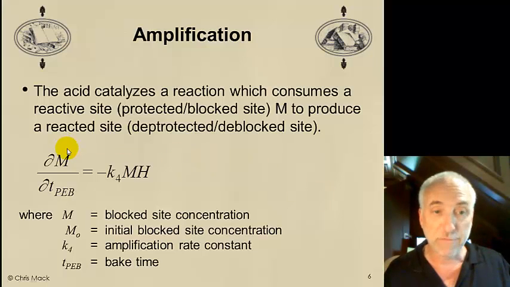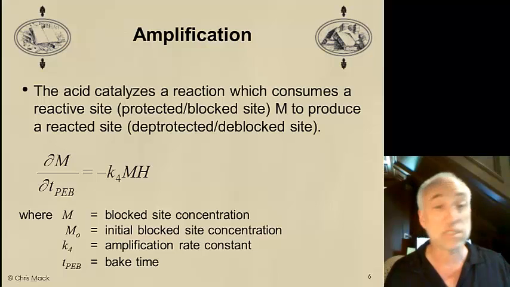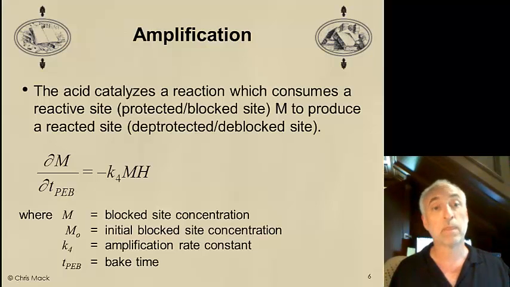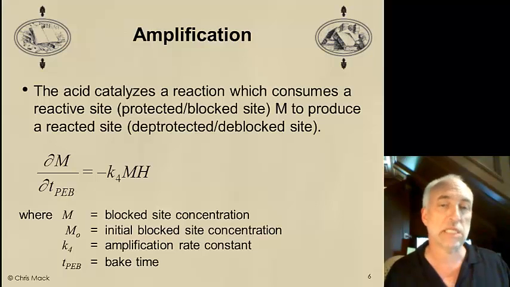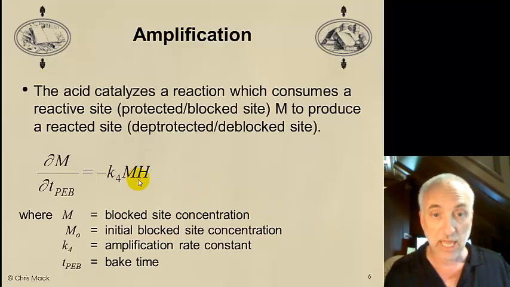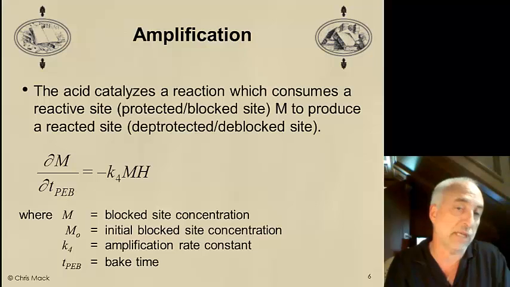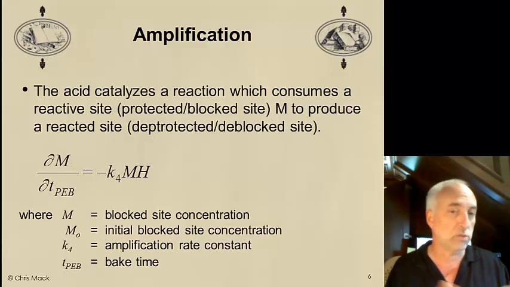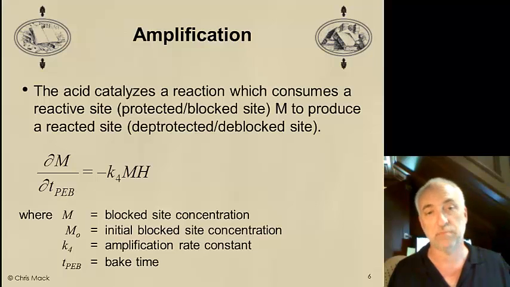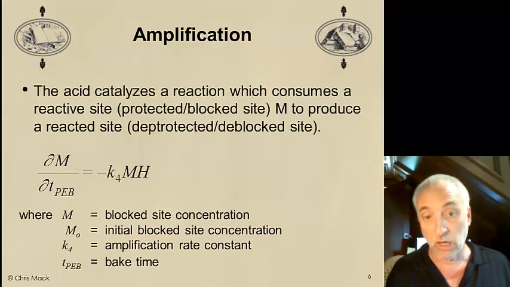So I want to know how fast does M disappear with bake time. I put a little subscript PEB on the time to make sure I'm recalling that it's the bake time and not the exposure time I'm dealing with here. And I want to know how fast do my block sites, my inhibitor concentration, disappear during the bake. Well, it will be first order in the concentration of block sites and first order in the concentration of acid. In other words, one acid reacts with one block site to cause that block site to disappear or become deblocked. That is my kinetic equation, has a rate constant K4.